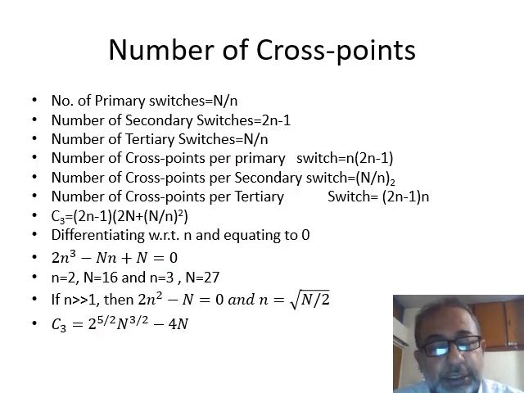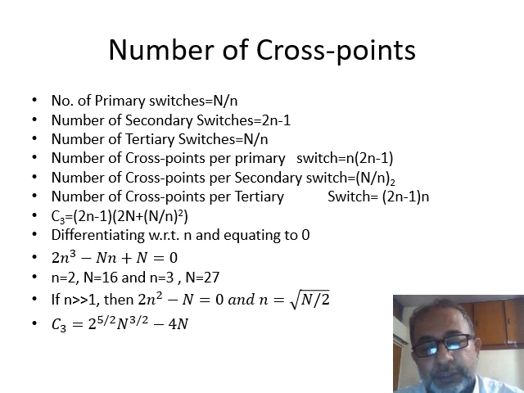Now let's calculate the number of cross points in a three-stage network. The number of primary switches is definitely capital N over small n. Capital N is the total number of inlets from the primary side. Number of secondary switches, since it is a strict sense non-blocking system, is 2n minus 1. And the number of tertiary switches is capital N over small n.